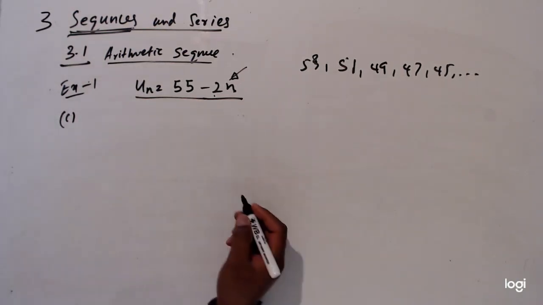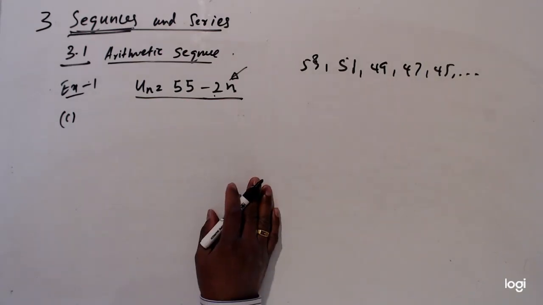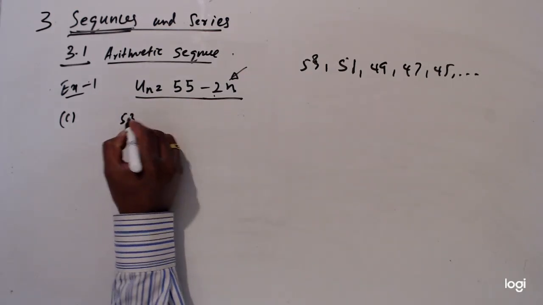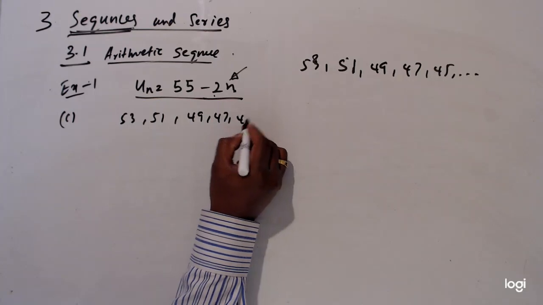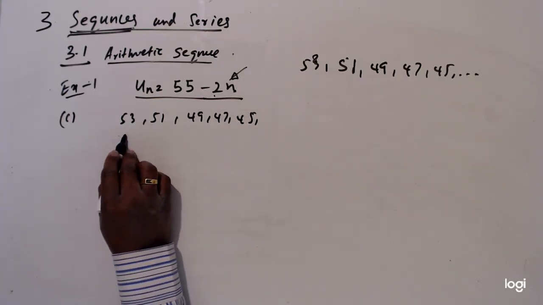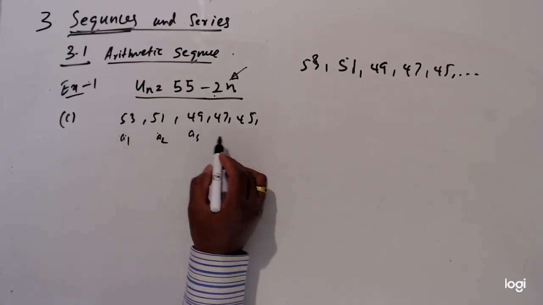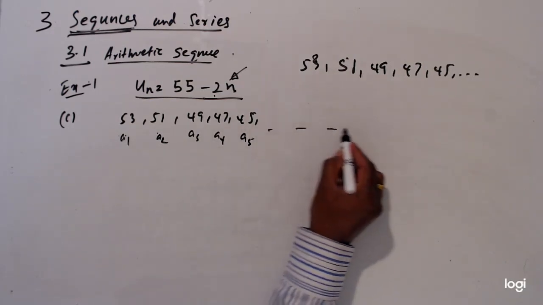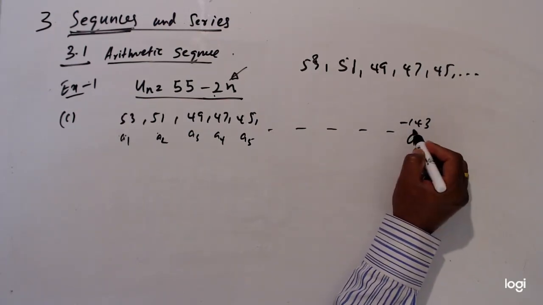Part C, now we need to find the first term in the sequence that is negative. So basically 53, 51, 49, 47, 45. Likewise, the first term is not negative, second term also not negative, third term also not negative, fourth not negative, fifth negative. And we found out the 99th term is negative, minus 143.